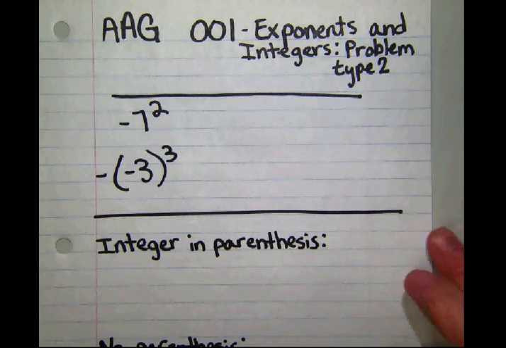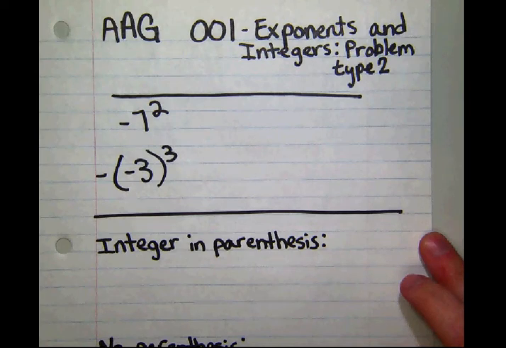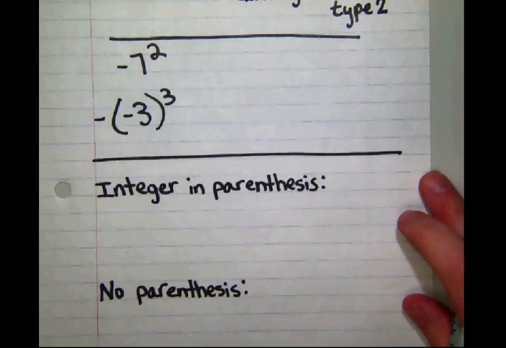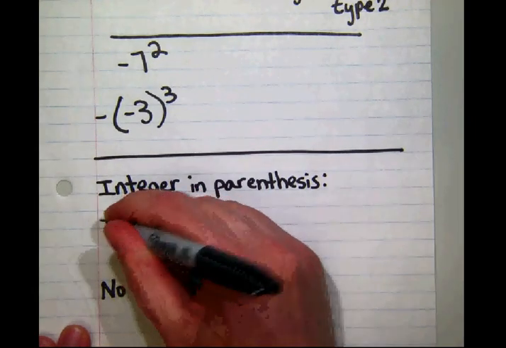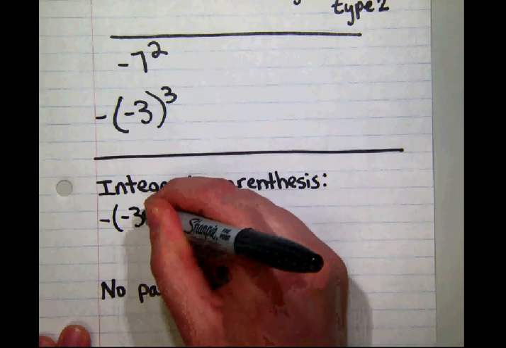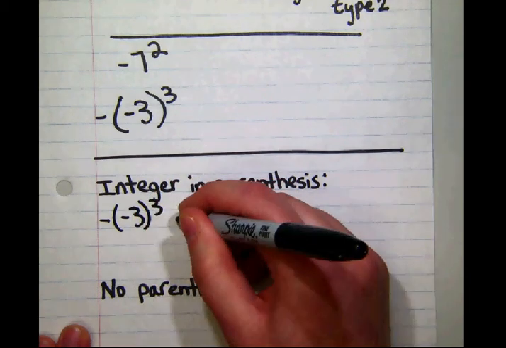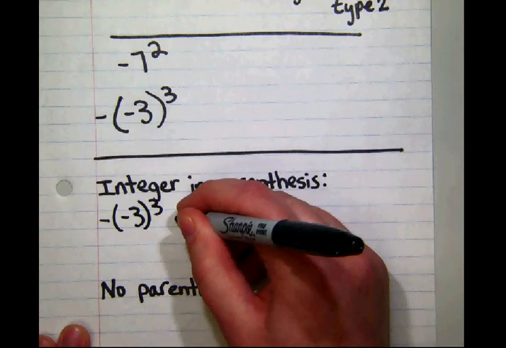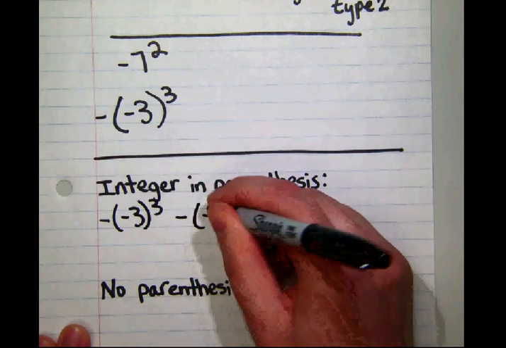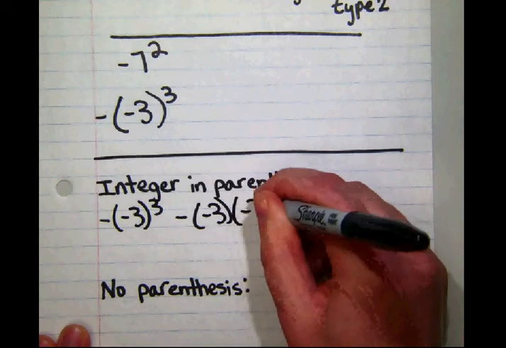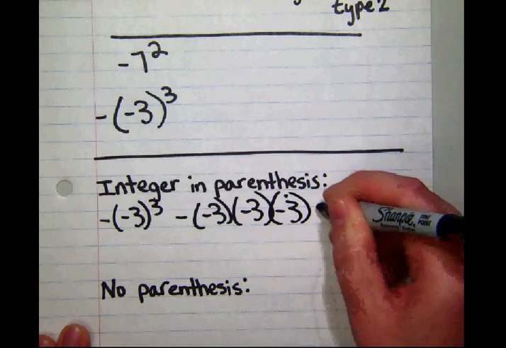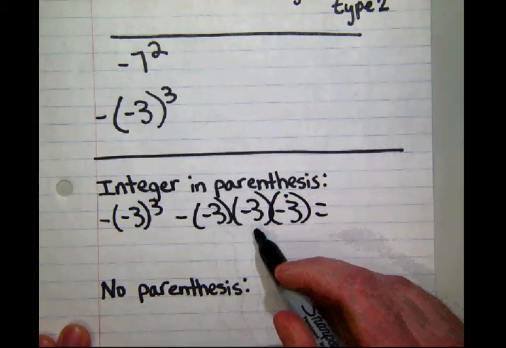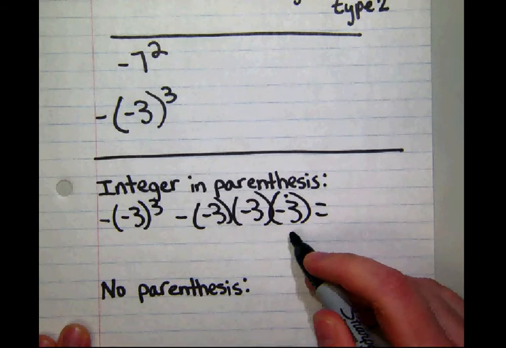First, we'll do the one with the integer in the parentheses, the opposite of negative 3 to the third. So with the integer in parentheses, we have the opposite of negative 3 to the third, which looks like the opposite of negative 3 times negative 3 times negative 3. Negative 3 times negative 3 would be positive 9 times negative 3 is negative 27. The opposite of negative 27 is positive 27.